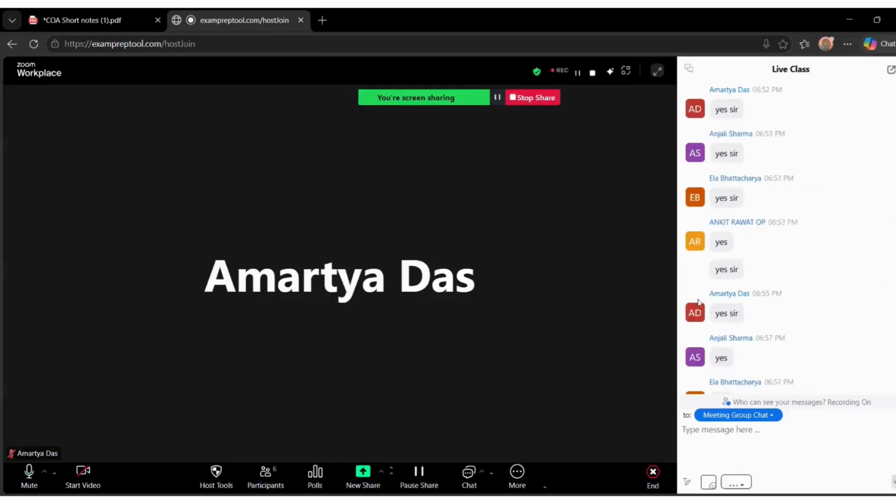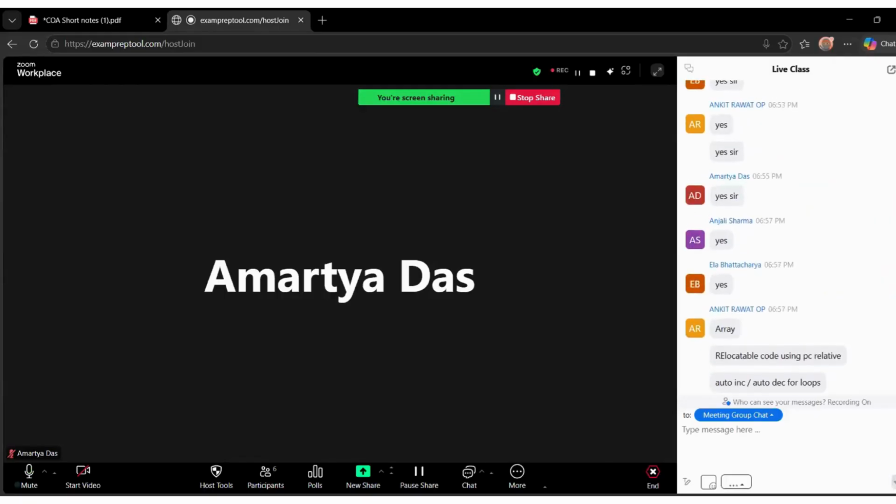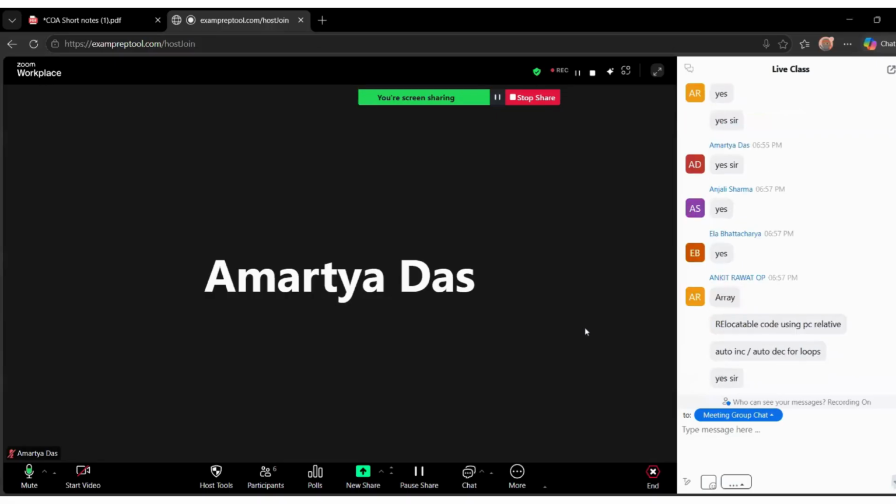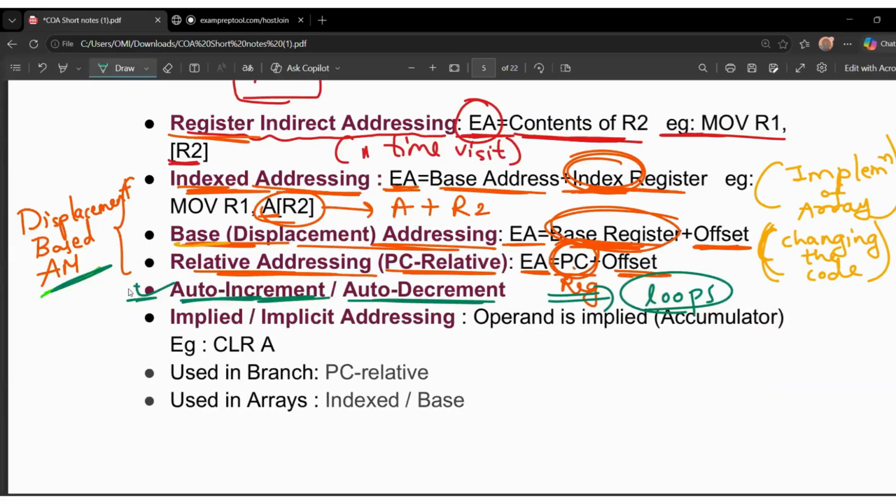Remember PC. So auto increment and auto decrement are used in loops, right? In loops we generally have to do plus plus and minus minus. Here it is the same thing: PC will be incremented or decremented.